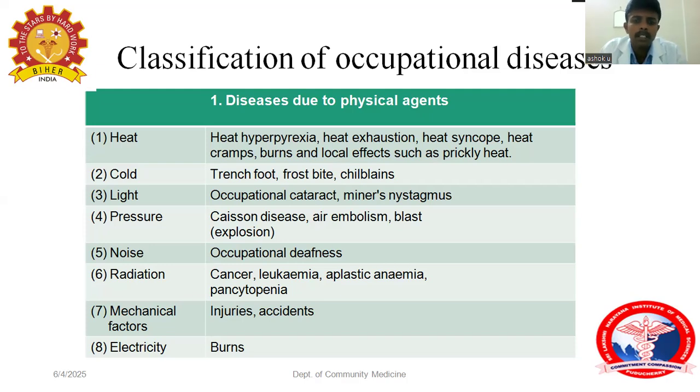Also, excessive pressure can result in explosion, that is blast. And same, if there is exposure to excessive noise, it can cause occupational deafness. And exposure to excessive radiation can result in cancer, leukemia, aplastic anemia, and cytopenia. Then we have mechanical factors which can result in injuries and accidents. And exposure to electricity unknowingly can result in severe burns.